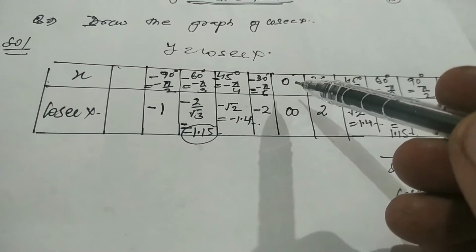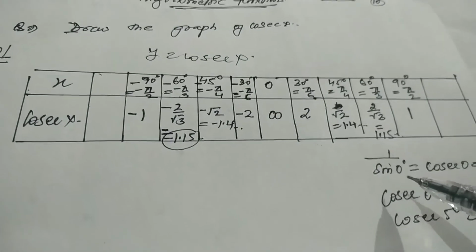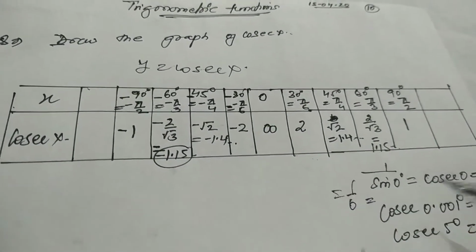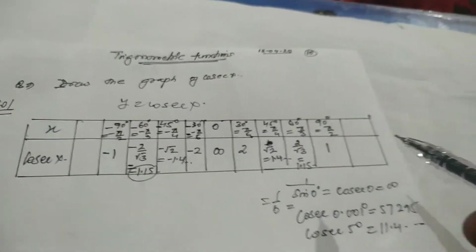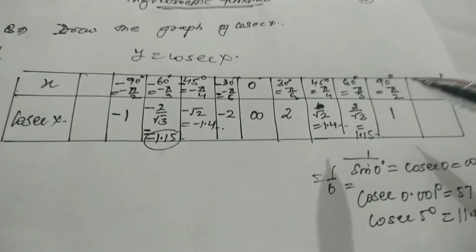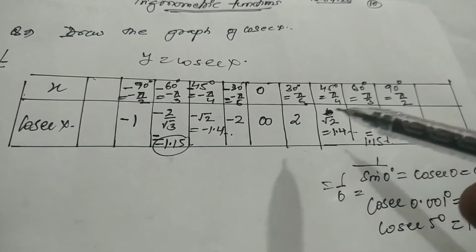See this one, cosec 0 is infinity. That means cosec 0 is 1 upon sine 0, which is equal to 1 upon 0. 1 upon 0 is called infinity. That is an undefined case in mathematics, and we will understand more about this undefined or infinity in limits and derivatives.